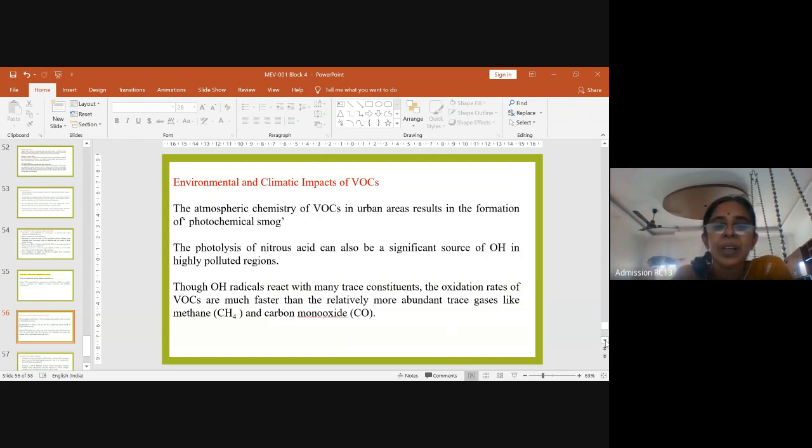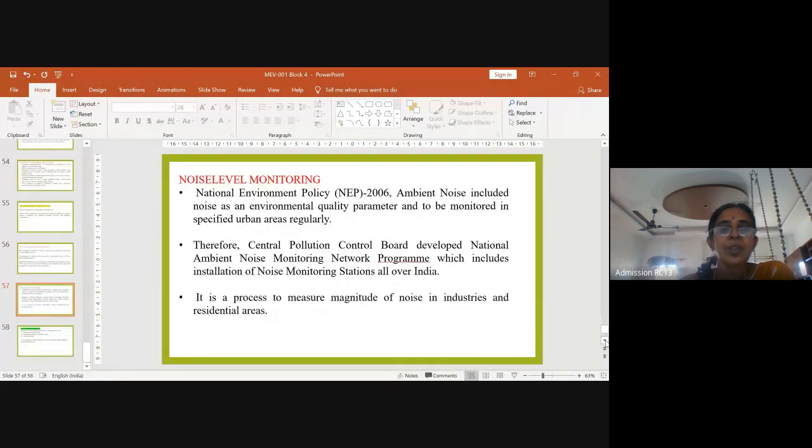results in the formation of photochemical smog. The photolysis of nitrous acid can also be a significant source of OH in highly polluted regions. These radicals react with the trace constituents. The oxidation rates of volatile organic compounds are much faster than the relatively abundant trace gases like methane and carbon monoxide. So, the noise level monitoring.